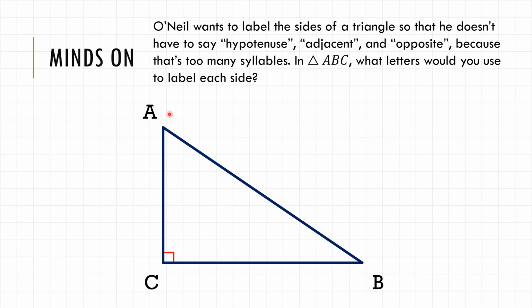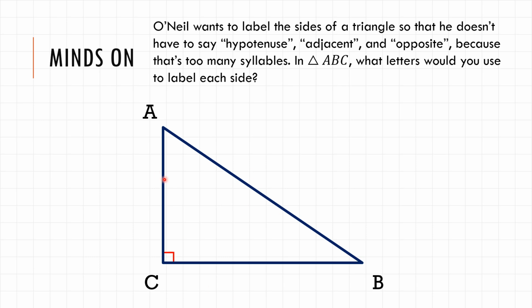To start off, let's actually look at a right triangle. O'Neill says that he wants to label the sides of the triangle so that he doesn't have to say these words like hypotenuse, adjacent, opposite. They're just too many syllables. It's too long to say them. In triangle ABC, what letters would you use to describe each side? Pause the video here and come up with three letters, one for each side.